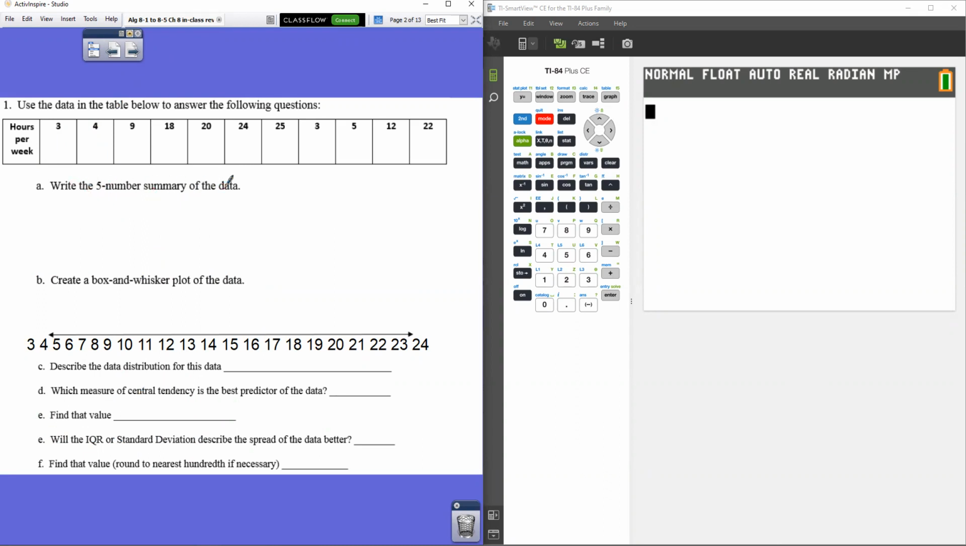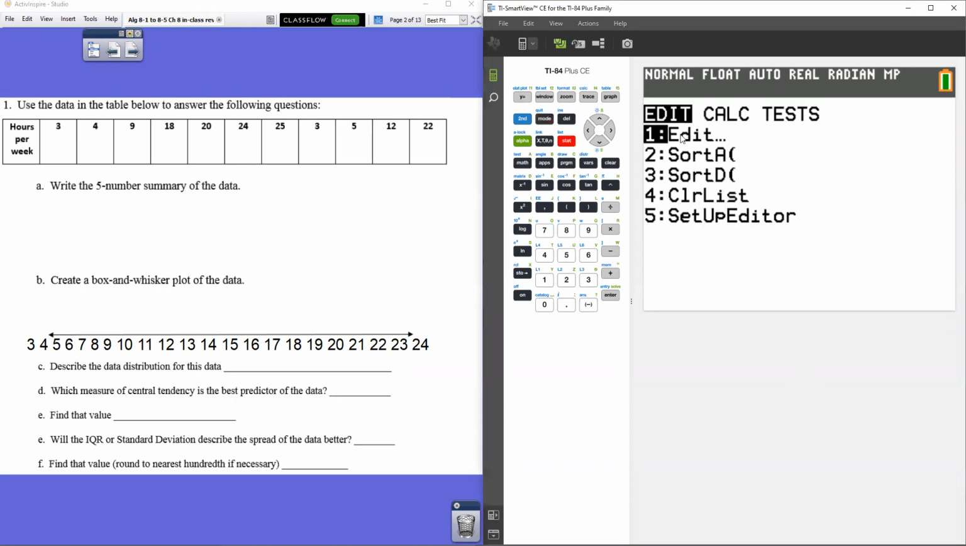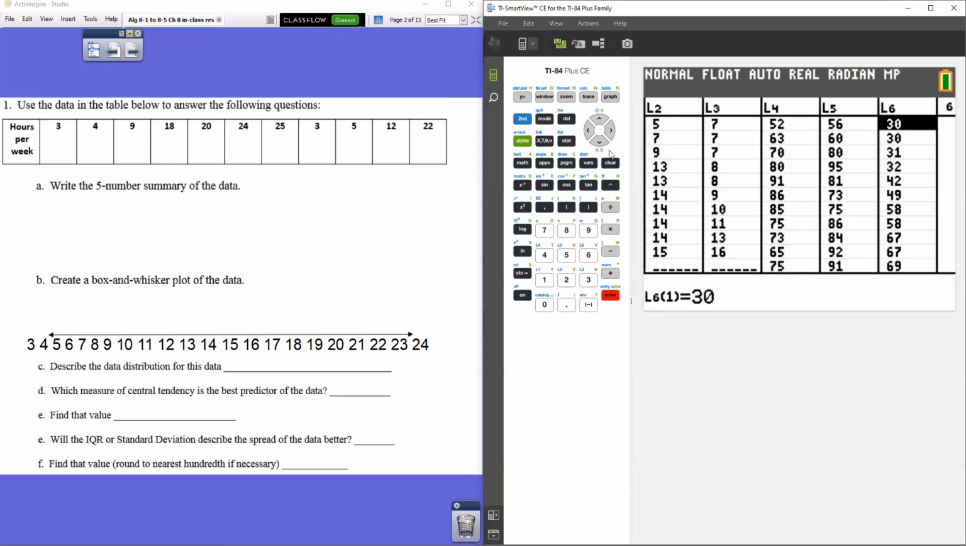First thing that you need to do is find your five number summary. So what you need to do to find your five number summary is you need to go to stat, and edit and type the numbers into one of your L columns. Now I have all these filled out already because I have all of them filled out for the whole thing, all right? So go ahead and type your numbers into your L1, please.